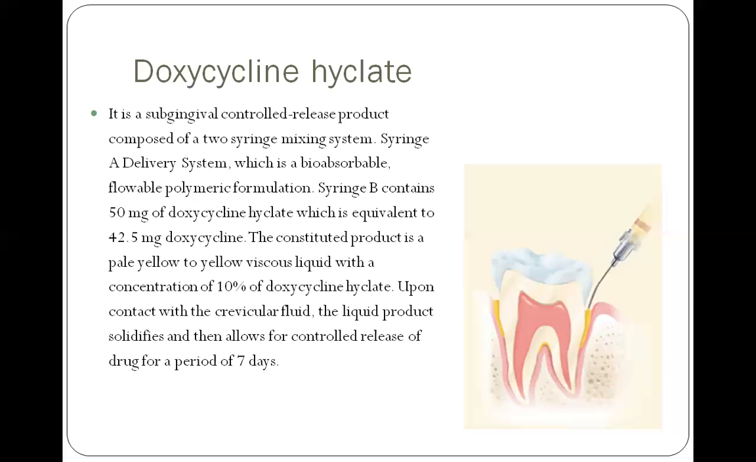Once it is mixed, it will be ready to use. We can deliver the gel into the pocket by using the syringe, this flow tip, this tip of the syringe, and insert it into the pocket. When this gel is in contact with the environment, with the tissue, it will be calcified.